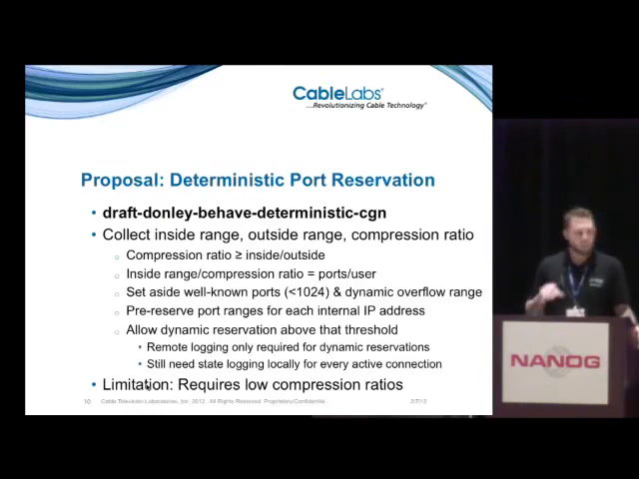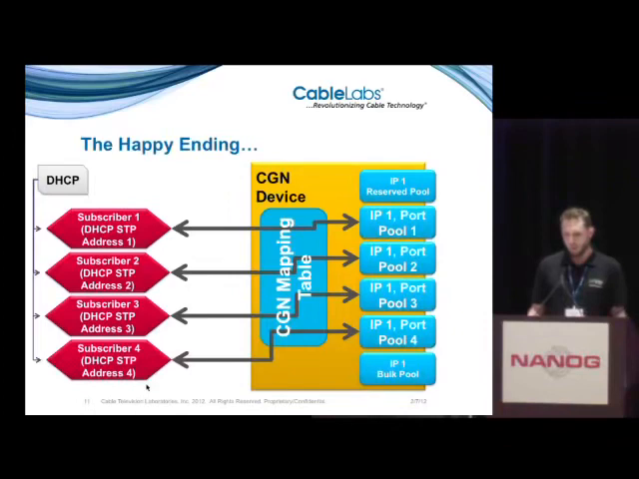The obvious limitation here is the compression ratios have to be low. If you want to put 10,000 customers or 1,000 customers behind an IP address, this probably won't work for you. But if you're down closer to 100 subscribers per IP address, this may help quite a bit. So here's kind of what it looks like. You can see we've got your subscribers on the left-hand side there that are getting DHCP addresses, and those addresses, again, correlate to the pools of ports.